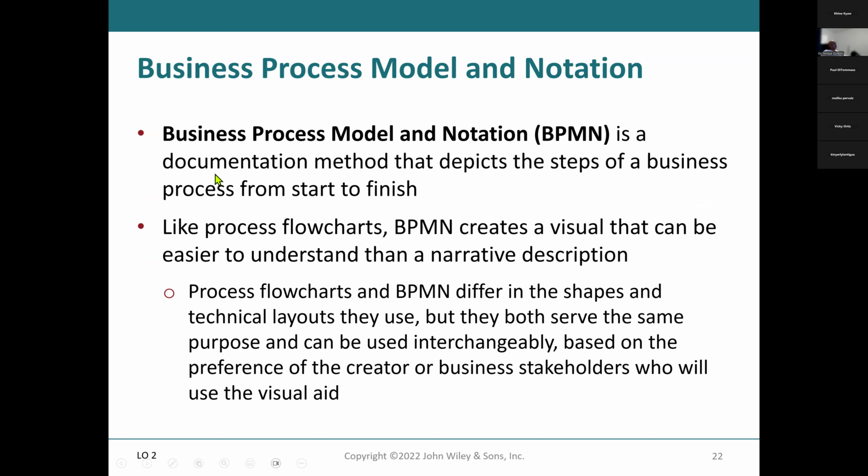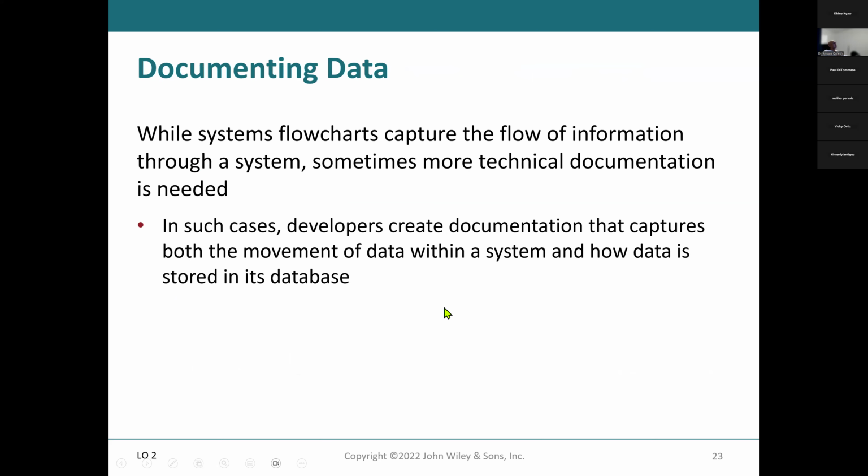Okay, so next one, business process model and notation, BPMN. It's a documentation method that depicts the steps of a business from start to finish. So it's like a process flow chart. It is visual and can sometimes be easier to understand than a narrative description. So the two differ in the shapes and technical layouts they use, but they basically serve the same purpose, and could be used interchangeably based on the preference of the creator or business stakeholders.